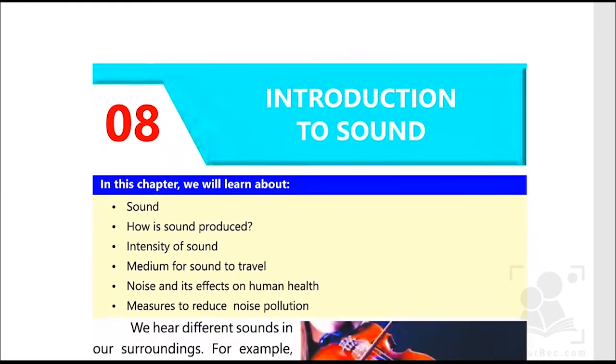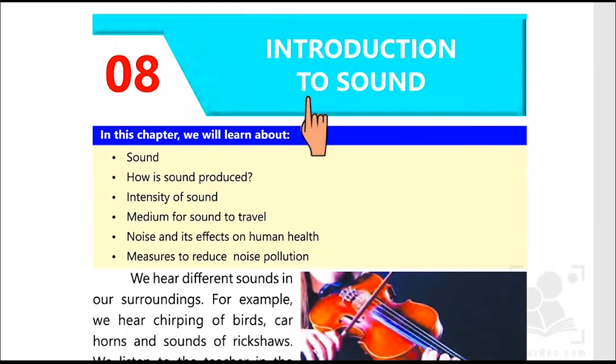So this was all from today's topic, Introduction to Sound, in which we had a look at the simplest definition of sound and how sound is produced. We also had a discussion about intensity and the mediums for sound to travel, noise and the difference between sound and noise, and what measures can be taken to reduce noise pollution.